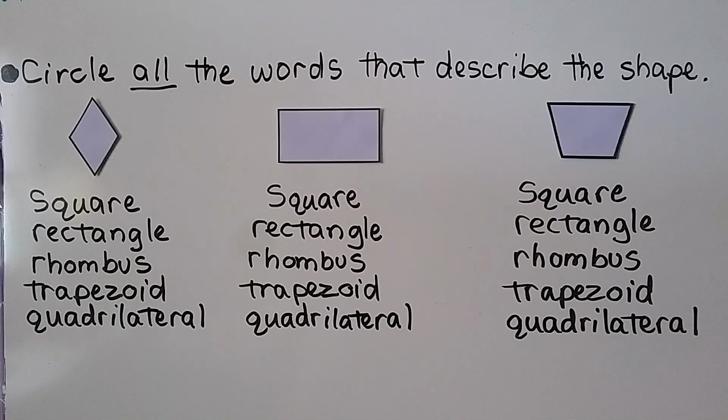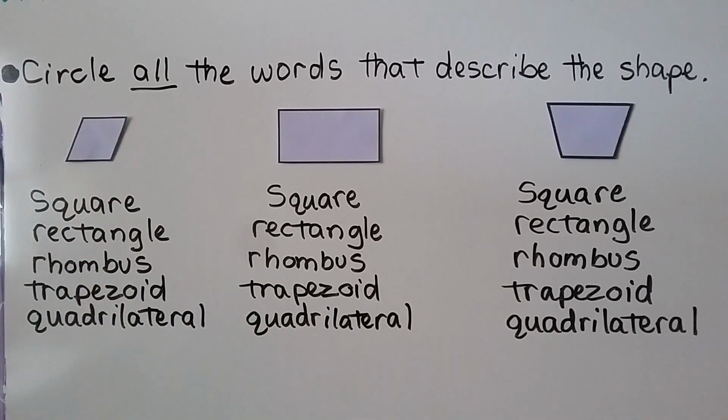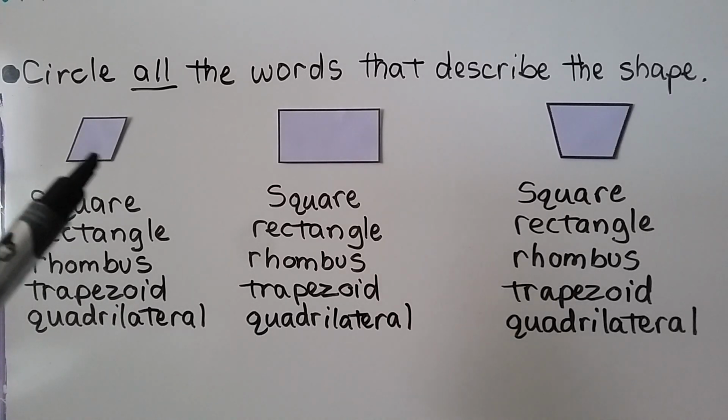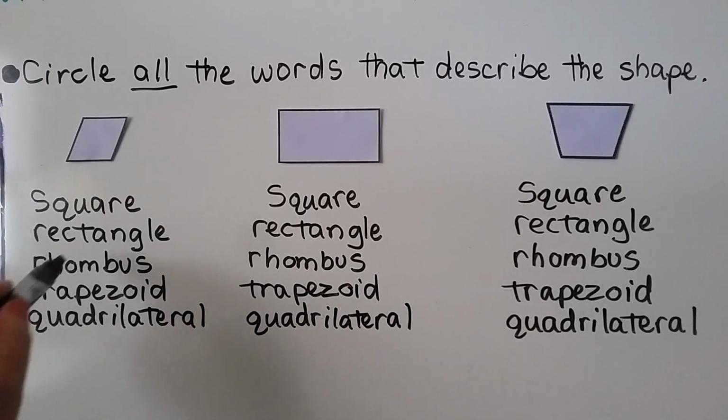Circle all the words that describe the shape. So take a look at this one. Is this one a square? And we can even turn it to look at it if we want to. We can go like this. That's not a square, is it? Is it a rectangle? Does it have right angles inside? No, it doesn't. Is it a rhombus? A rhombus has 2 pairs of opposite sides that are parallel. And these look parallel and these look parallel. So yes, it is a rhombus.